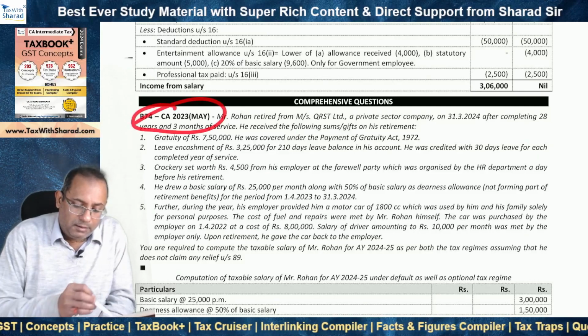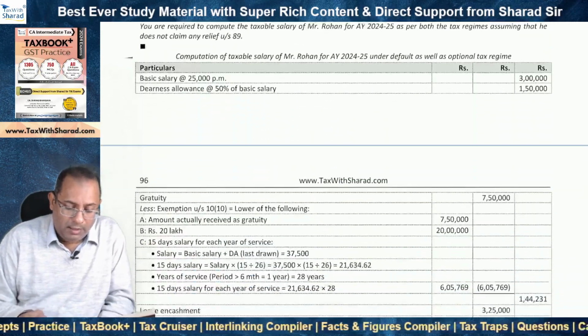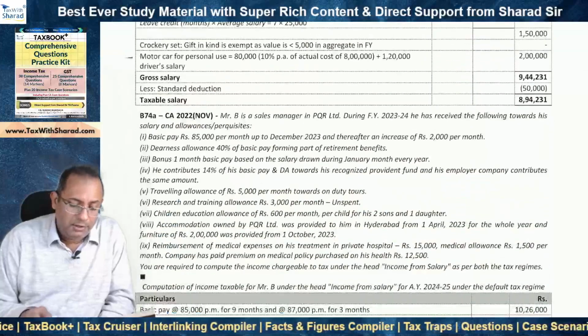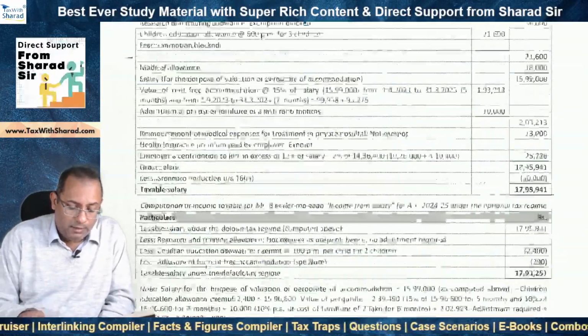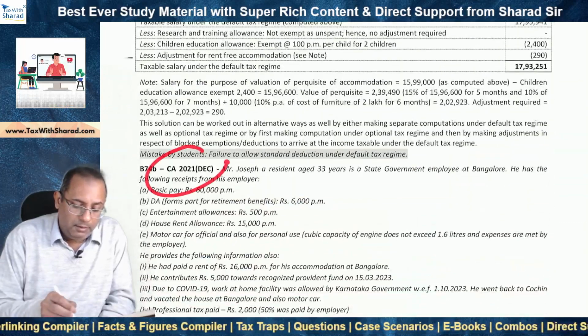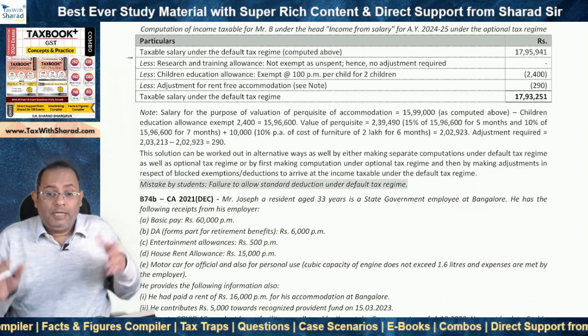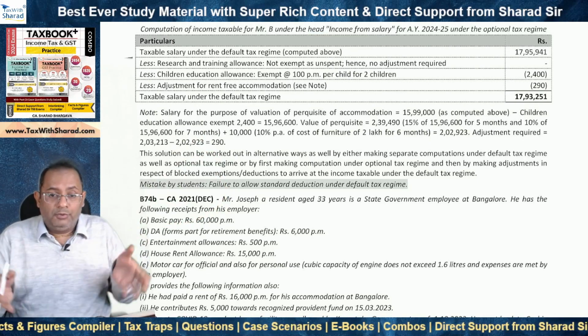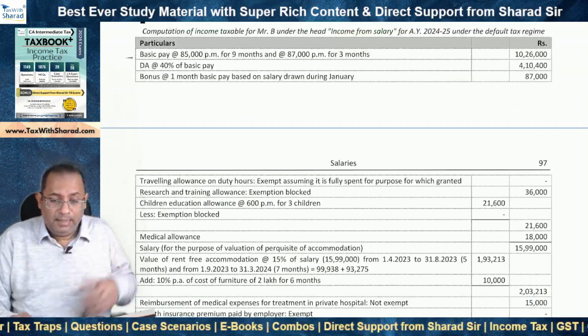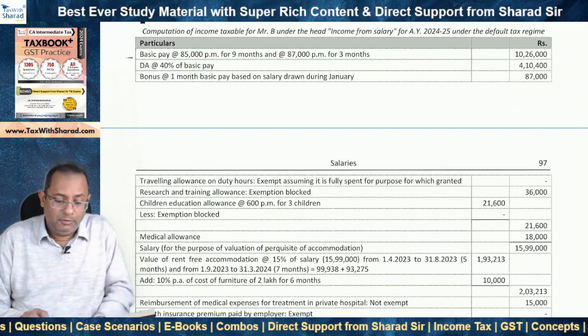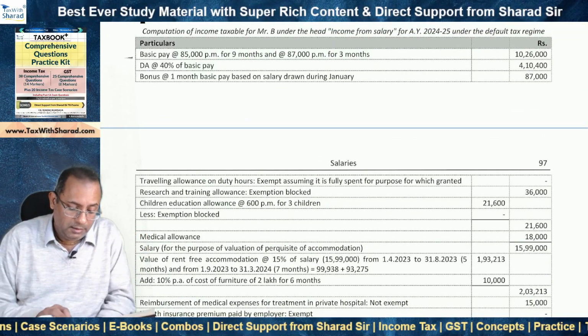You will see something like this. CA 23 May, this question was asked, and we are in the salary chapter only. Okay, CA 22 November this was asked, CA 21 December this was asked. So you have got chapter wise questions you can see which have been asked in the past 20 attempts of ICAI exams across all chapters of the tax book. Plus you will see this both for income tax and for GST.